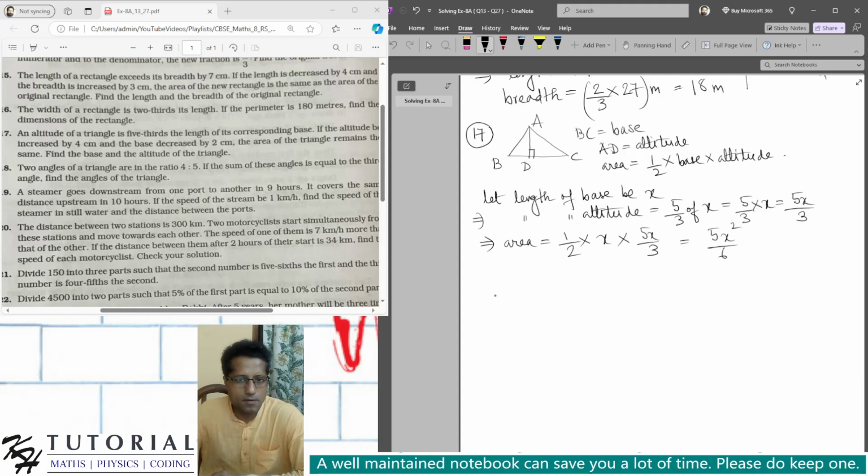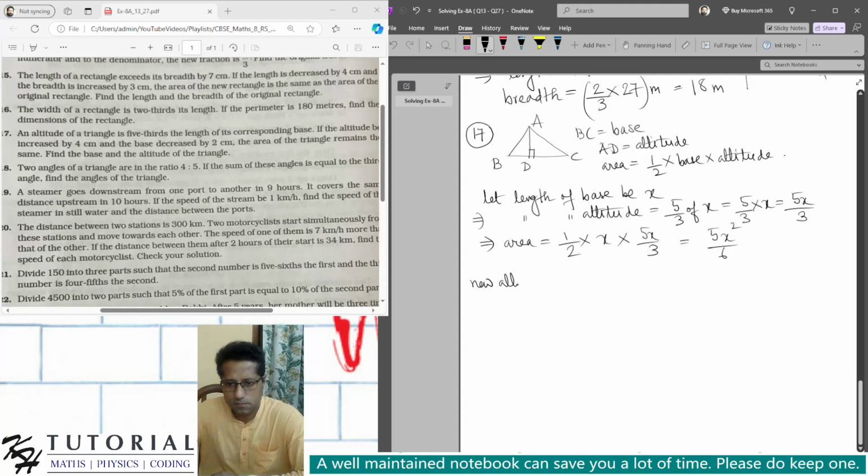Now it is given that the altitude is increased by 4 centimeter. So the original altitude was 5x by 3 and it has been increased by 4. So this is the new altitude. The base is decreased by 2 centimeter, so the base was originally x and the new base will be x minus 2.